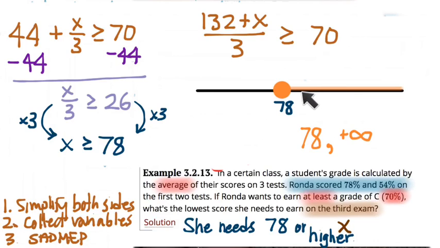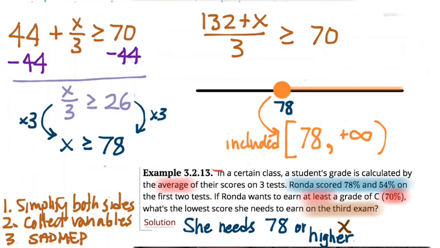Okay, now let's decide on the square brackets or round brackets. Do I want a square bracket or a round bracket on 78? Square, because 78's included. So Rhonda can get a 78 and get the average that she's looking for. Right? So 78 is a part of the puzzle. Is infinity included? No. Never. That's right. So that always gets a round bracket. So there's the mathematical answer in interval notation.